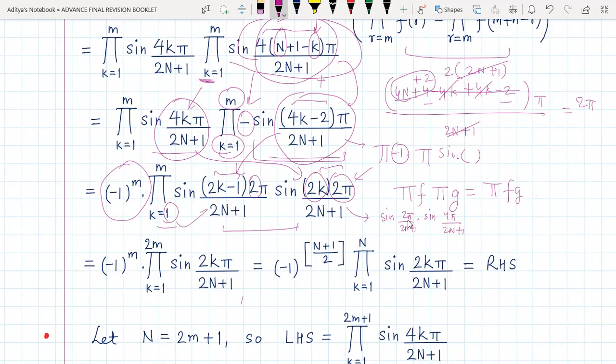You can see yourself also, if you just substitute the value of k as 1, you will get this thing. Then you put k as 2, so let's see what we are getting. You will get 2 to the 4 minus 1, 3 to the 6, so 6 pi upon 2n plus 1 into sine of 8 pi upon 2n plus 1. If you keep expanding the product, at what point will it end? It will end at sine 4m pi upon 2n plus 1, right?